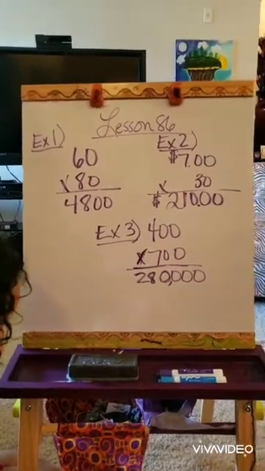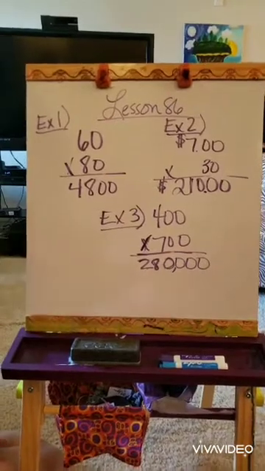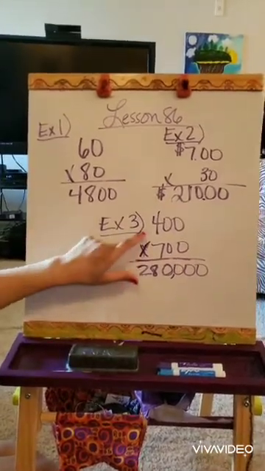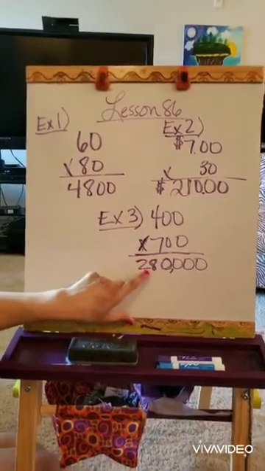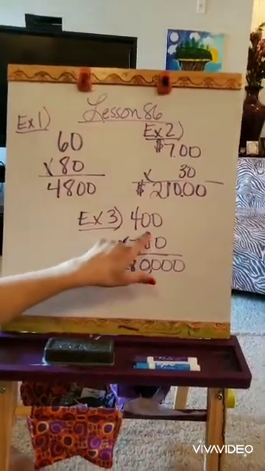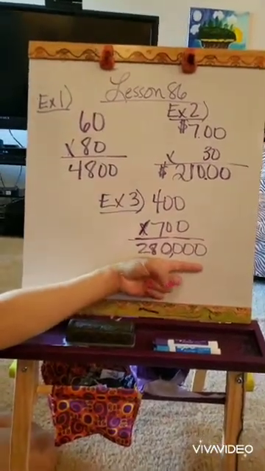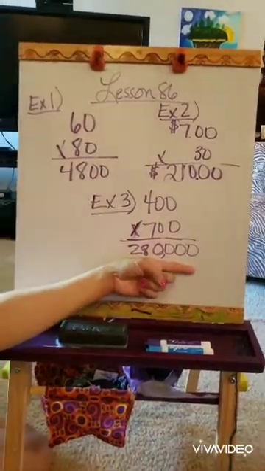Last example in the book says, multiply mentally 400 times 700. Again, you simply just think 7 times 4 is 28. There's 4 zeros in my problem, 2 for my 400 and 2 for my 700. I add those 4 zeros to my answer.